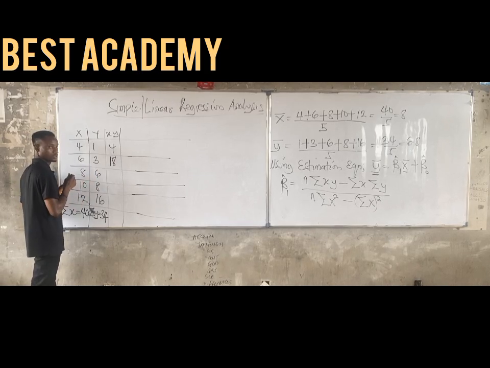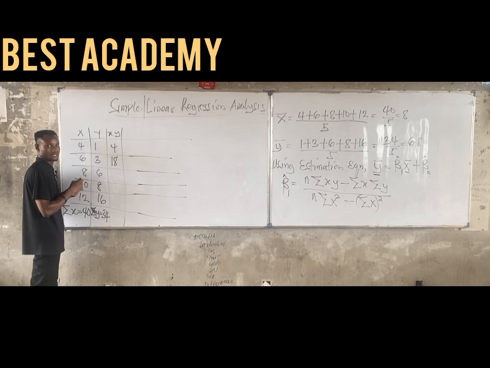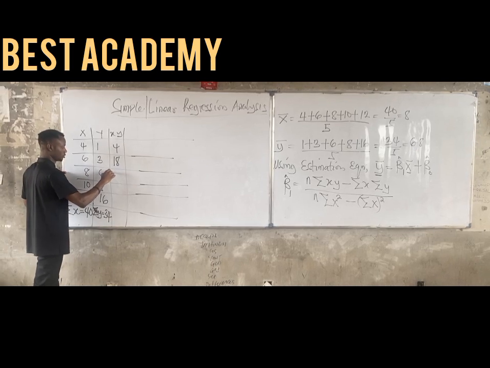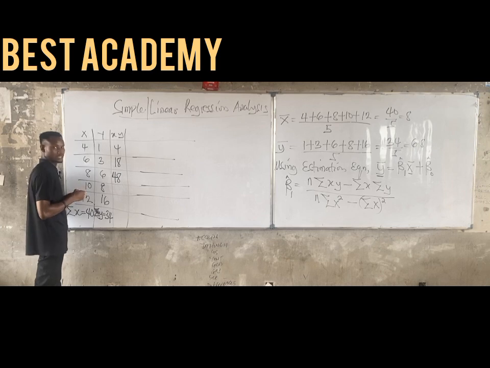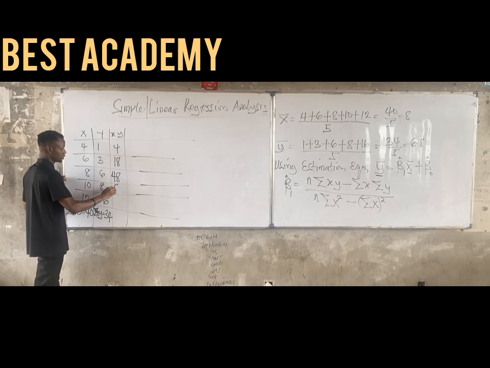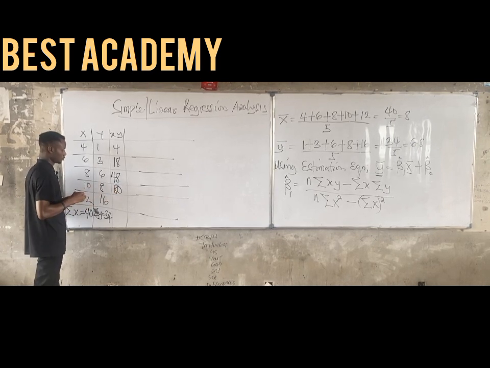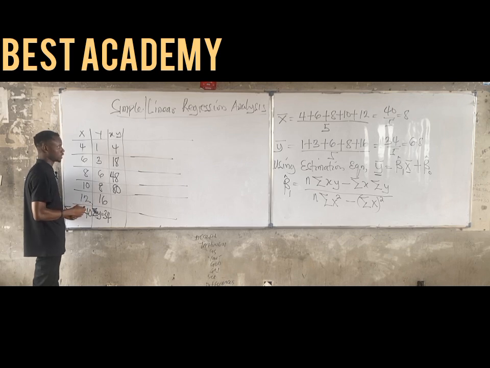Please take note. Let's go. 8 times 6. What is the answer, please, class? That is 48. 10 times 8. What is the answer? 80. 12 times 16. What is the answer?